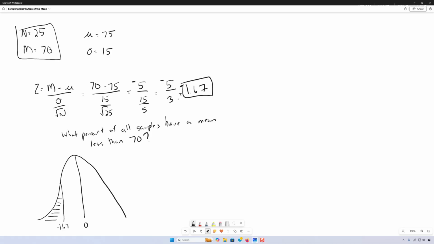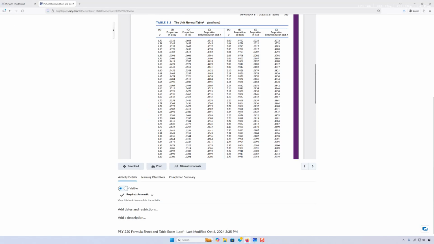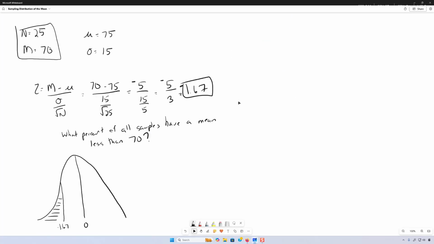So we're going to look this up in the table again. We're going to look up positive 1.67, and we're going to look at column C to find the amount that are less. We look up 1.67, look at column C, and we get 0.0475. As a percentage, move the decimal 2 places to the right. This should be 4.75%.